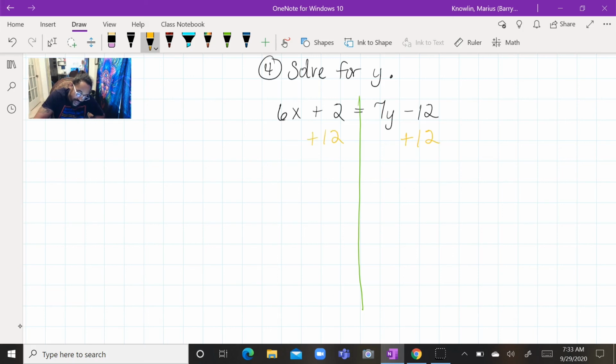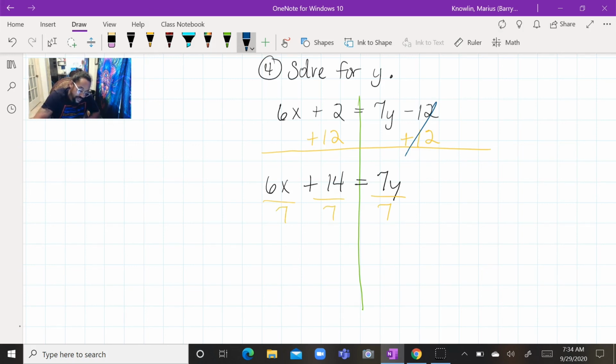The 12 is negative, so we want to move it by adding it. By doing that, I'm going to get the y term by itself. So on the left side, I'll have 6x plus 14 equals 7y. Now I only have one more step. Remember, when we're solving equations, we want to be as efficient as possible. We can always rewrite the final answer where we have the term on the left-hand side and everything else on the right. But for right now, the last step here would be to divide everything by positive 7.